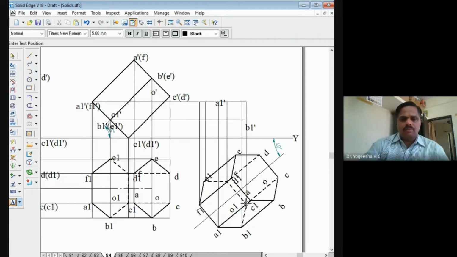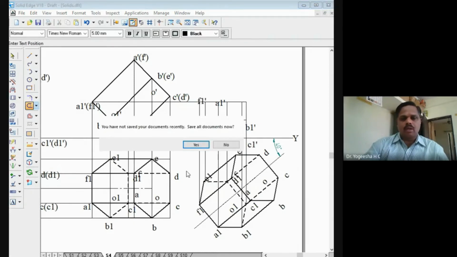Projector line drawn from C1 and C1 dash. Here it is C1 dash. D1 and D1 dash. Here it is D1 dash. E1 and E1 dash. Here it is E1 dash. Then F1 and F1 dash, here it is F1 dash.